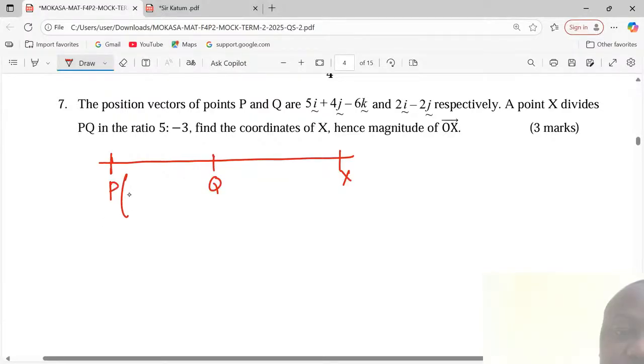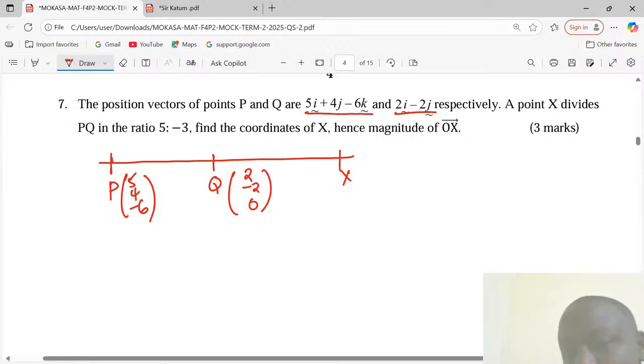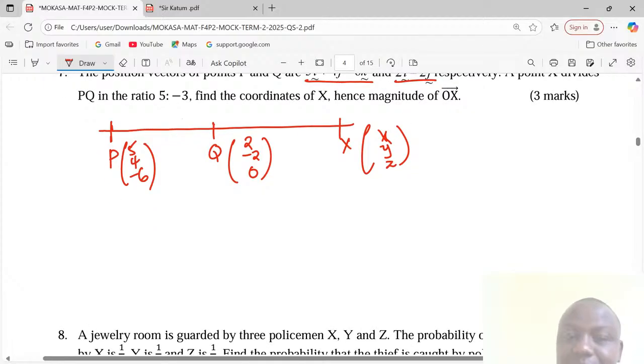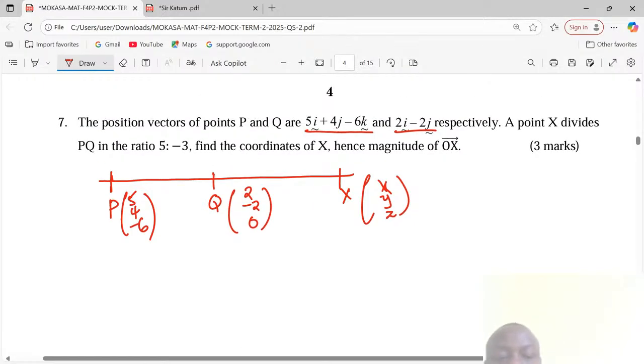So we have the coordinates of P as 5, 4, -6, as interpreted from this position vector. Then on the other side, we are now having 2, -2, 0k that way. Then X, Y, Z are unknown so far. We are given some ratios. That point X divides PQ in the ratio of 5:3.